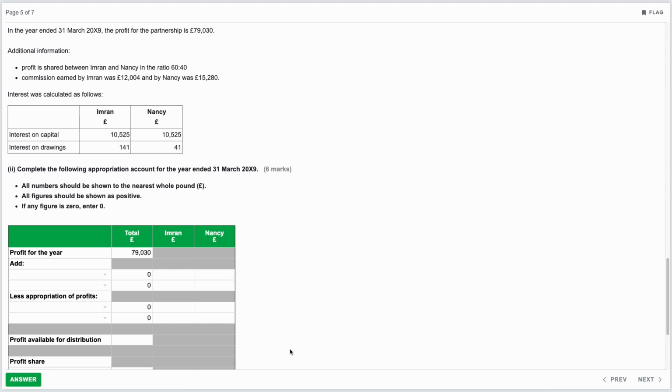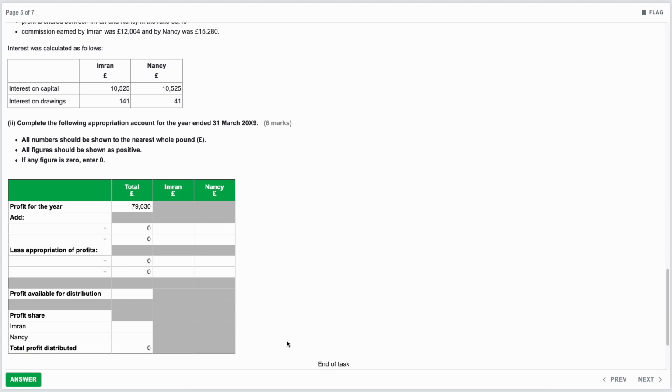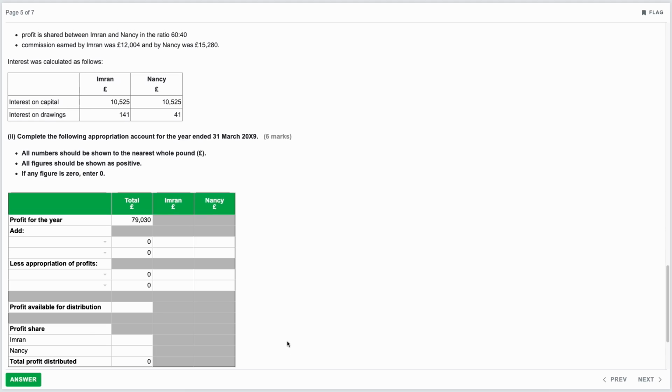All figures should be shown as a positive. If any figure is 0, enter 0. Okay, so our appropriation account basically takes our profit earned by the partnership and then we need to adjust it for interest on capital, interest on drawings, commission earned, and if there were any salaries, which in this case, there is not.